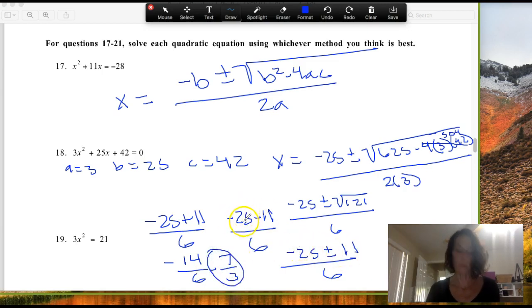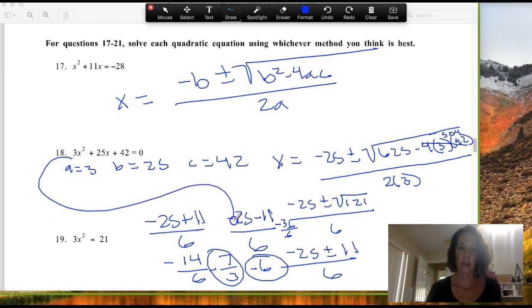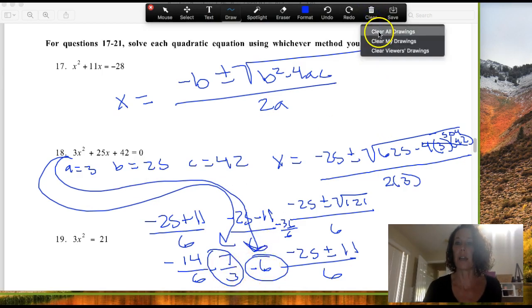And then here, negative 25 minus 11 is going to give me negative 36. And this will be negative 36 over 6. And 6 goes into 36 and leaves you with negative 6. So my solutions would be negative 7/3 and negative 6. And that fraction would be really hard to solve by graphing because you wouldn't see an exact value. So this quadratic formula is the best method to get an exact value. All right, there are your solutions for your x. That is where y is equal to 0 on a graph for the related equation. These are your zeros, or your solutions where the graph touches the x-axis.